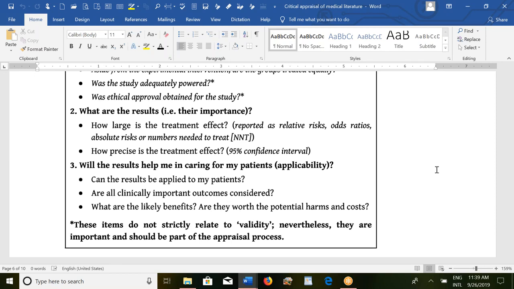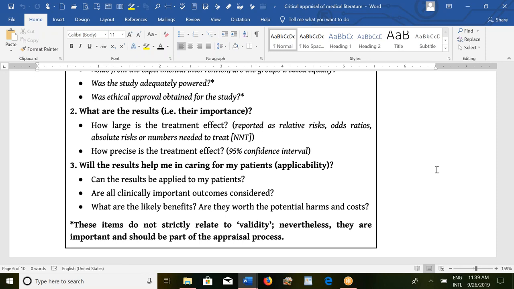Then the third question is, will the results help me in caring for my patients? That is, the knowledge or result of that study outcome is helpful if you want to do something for your patients. So can the results be applied to my patients? Then, are all clinically important outcomes considered? Then, what are the likely benefits, and are they worth the potential harm and cost?